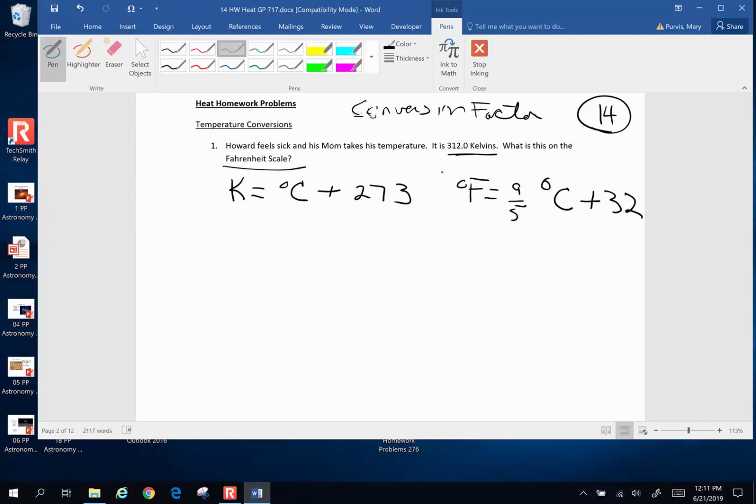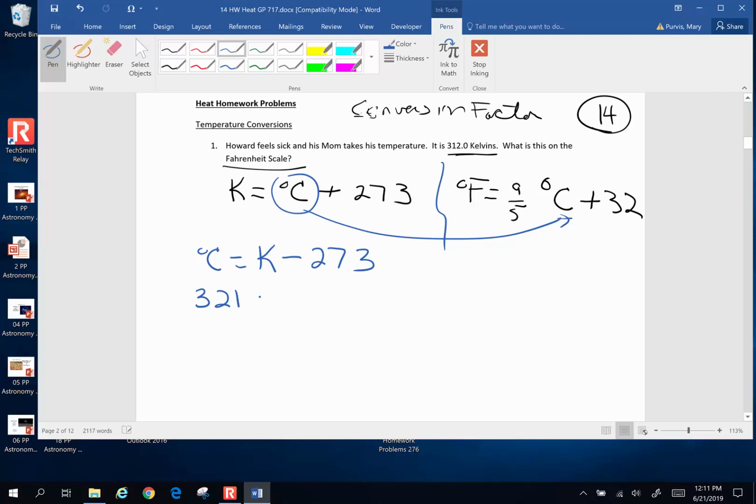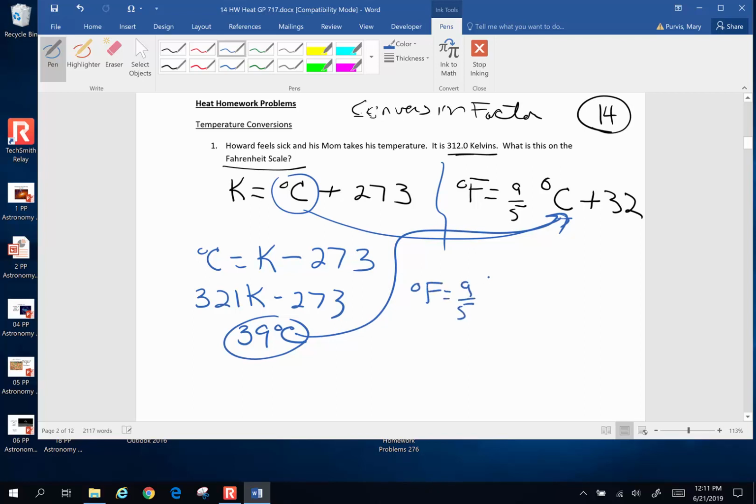This is going to be a two-stepper. We're going to have to first convert to Celsius, and once we have Celsius, then we're going to have to convert back to Fahrenheit. So degrees Celsius is going to be equivalent to degrees Kelvin minus 273. So 312 kelvins minus 273 is going to give me 39 degrees Celsius. And now we have to take this, push it up into here, and degrees Fahrenheit will then be 9/5 times 39 degrees plus 32.